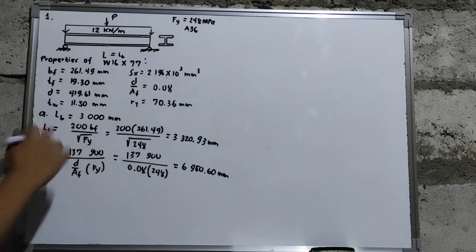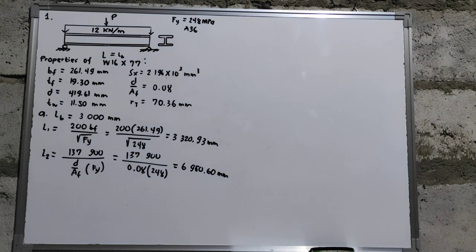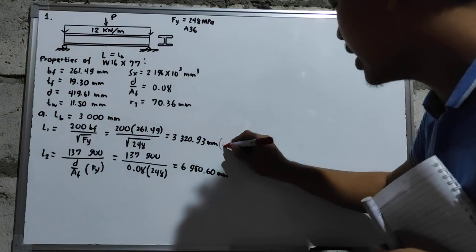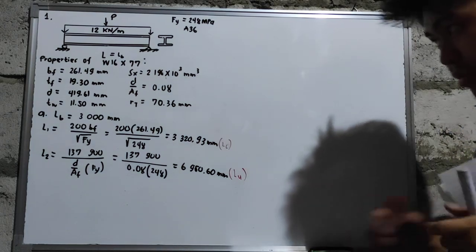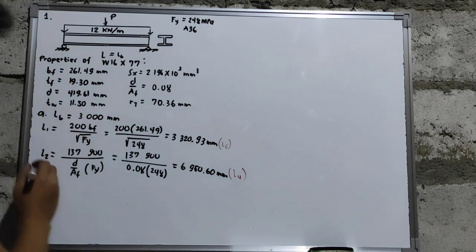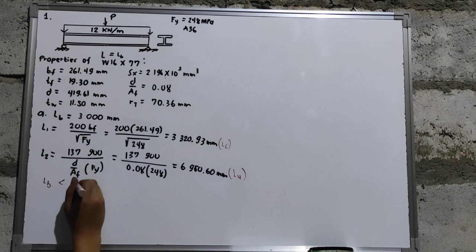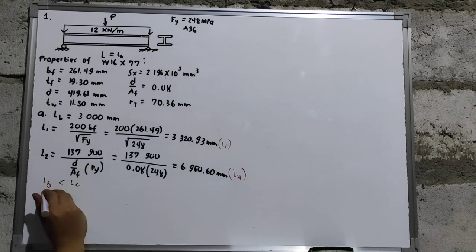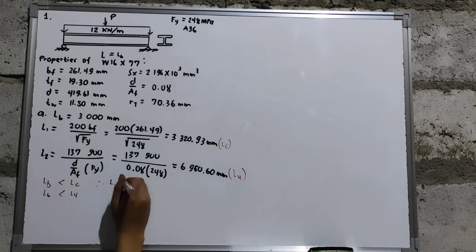The smaller value between the two will become our LC. In this problem, since the value of our L sub 2 is higher compared to our L sub 1, L sub 1 is the smaller value. Therefore, L sub 1 is the L sub C, and L sub 2 is the L sub U. Meaning to say, since our L sub B is not less than the value of our L sub C, and also our L sub C is less than our L sub U, therefore, our beam is laterally supported.